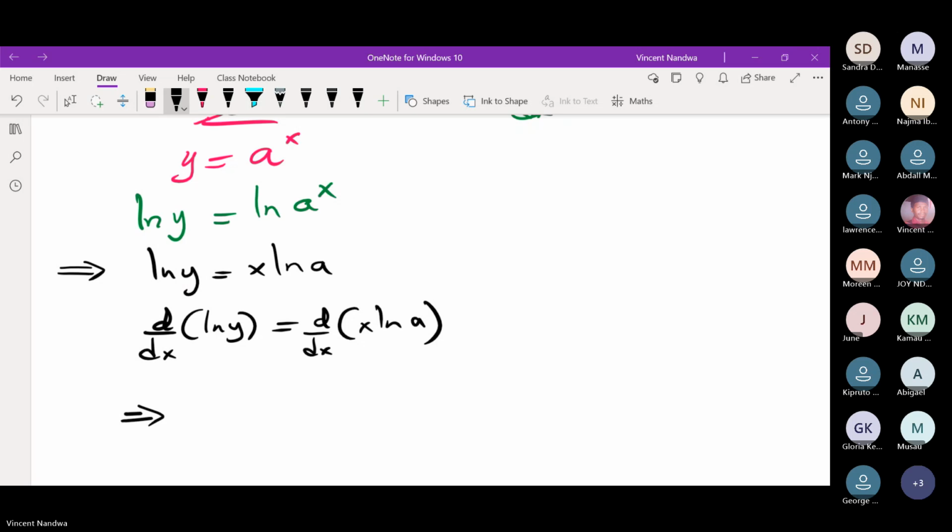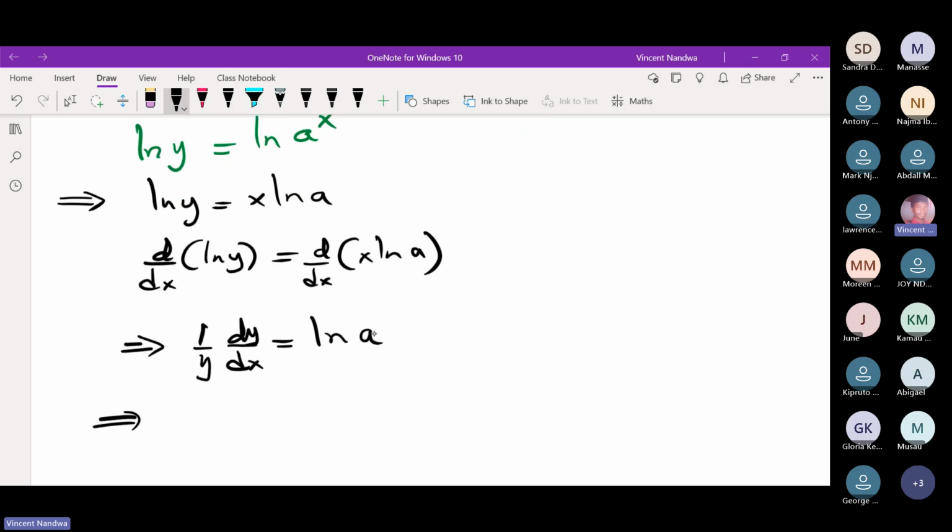Okay. 1 over y, dy dx. Don't forget that one whenever you are dealing with the variable y. Then the right-hand side derivative will be ln of a. So this means that for dy dx alone, you multiply through by y, so you'll have y ln of a.